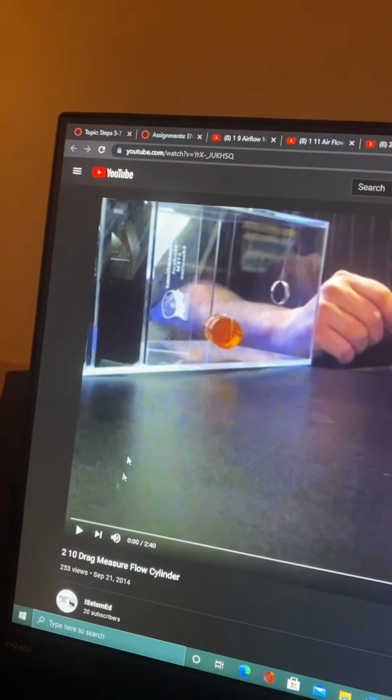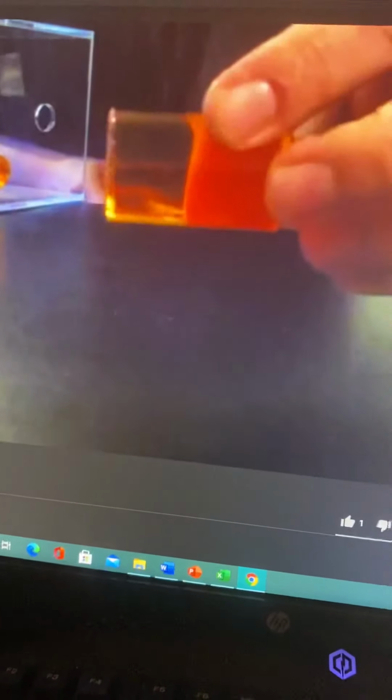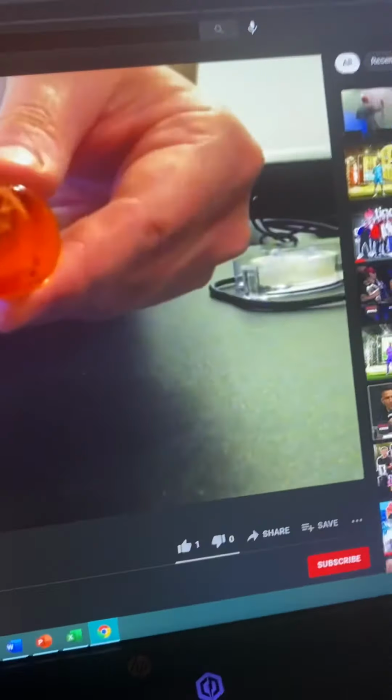And then this next video right here is the drag measure flow of a cylinder. For the cylinder, you're going to take 2 profile measurements. So that profile right there, and then that's one right here. It's kind of like a circular profile, and the other one will be like a rectangular profile. This video is very similar to the sphere video.